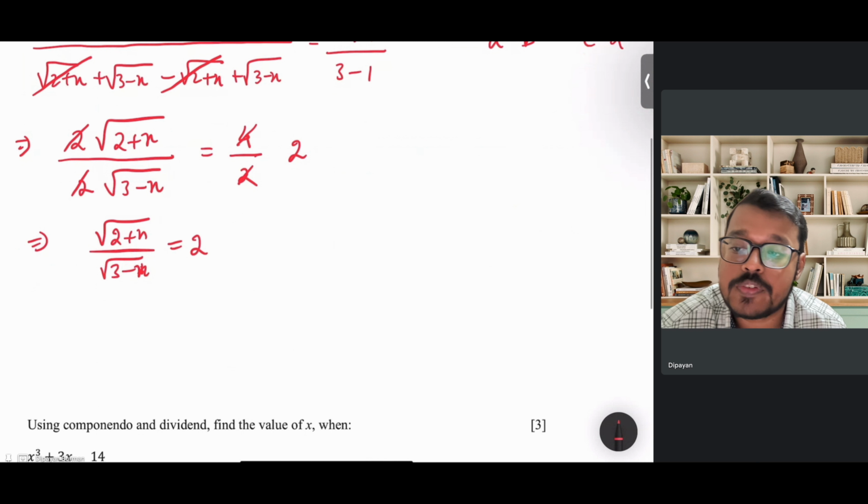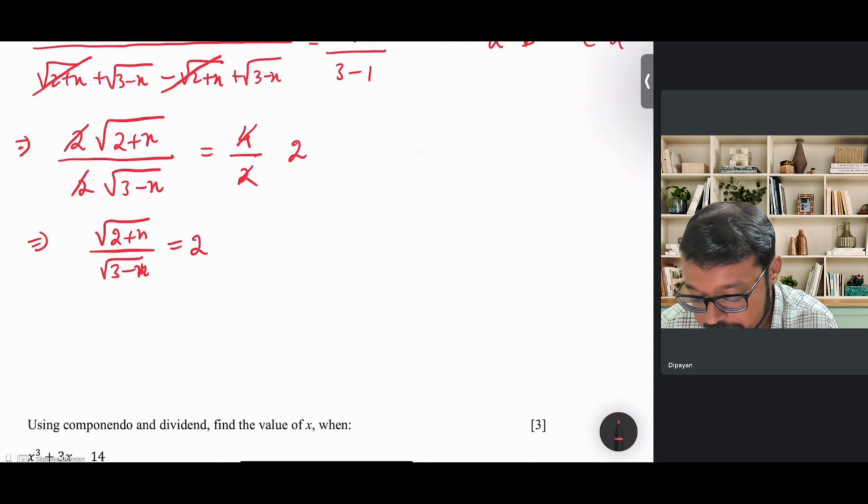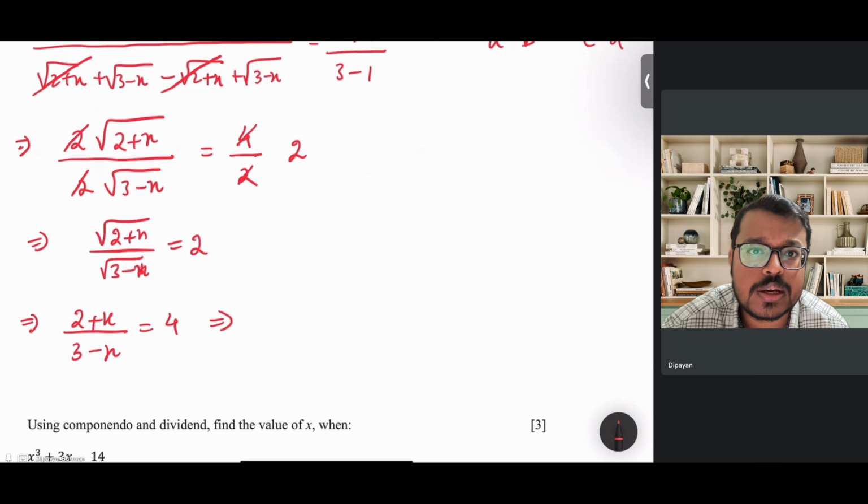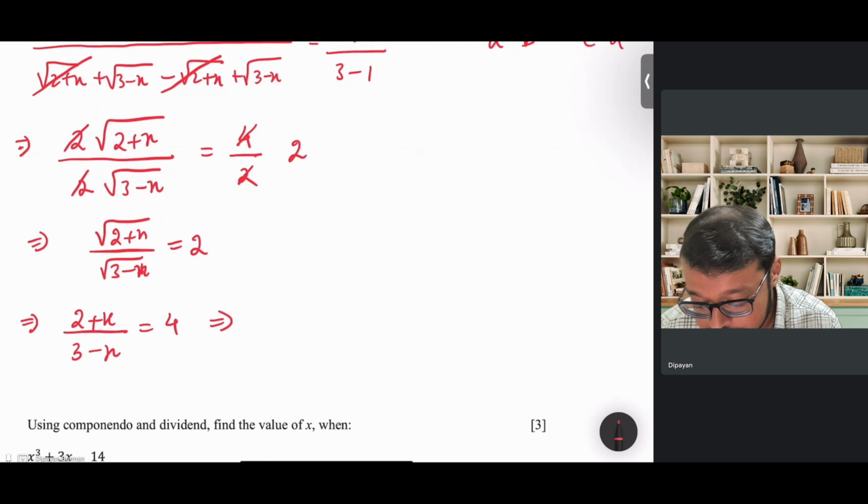I want the value of x, so I can square both the sides to get rid of the square root. So squaring both the sides, I will get 2 plus x by 3 minus x equals to 2 square, which is 4. Now it's just a linear equation in x. I can solve it very easily. Just move the 3 minus x to the other side. So I'll have 2 plus x equals to 4 times of 3 minus x.